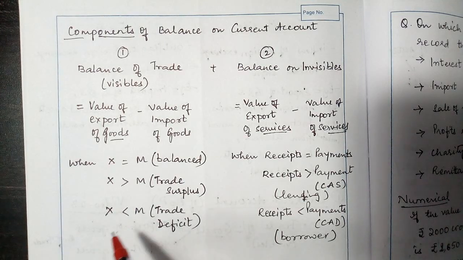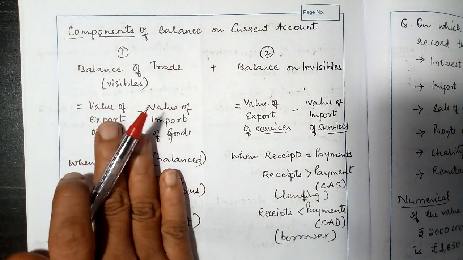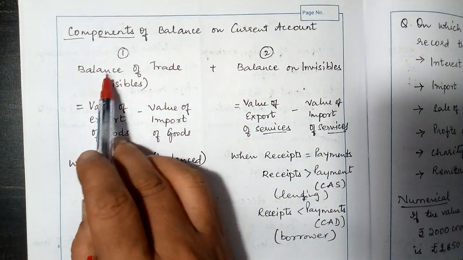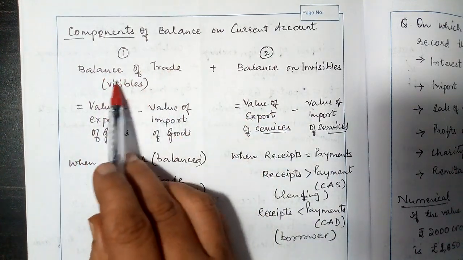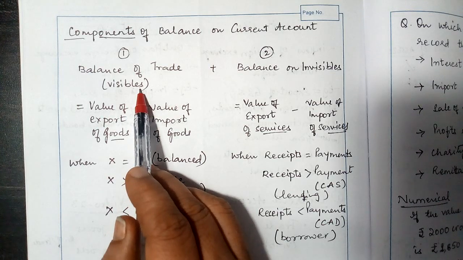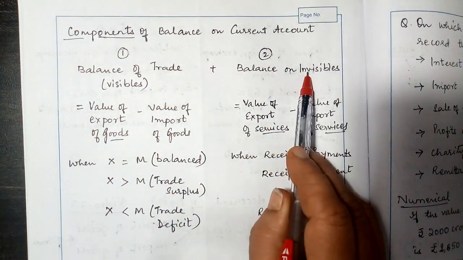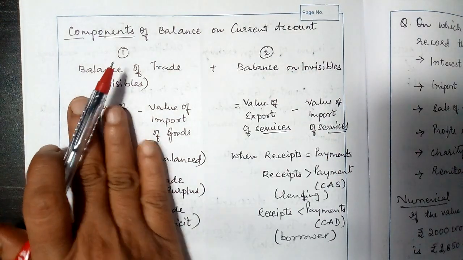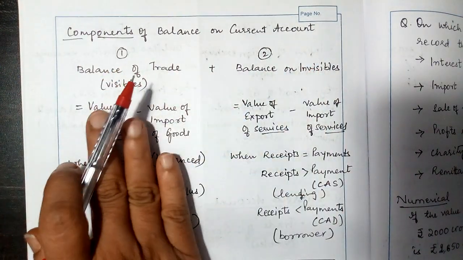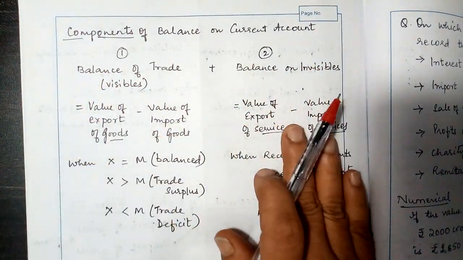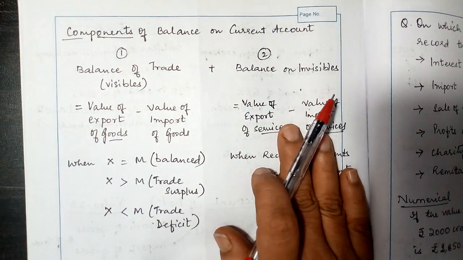Let us understand it in a better way like this. Now it has two sides. One is balance of trade, which includes all visibles, that is goods, and one is balance on invisibles, that means services. So goods and services. Visibles are goods, invisibles are services.